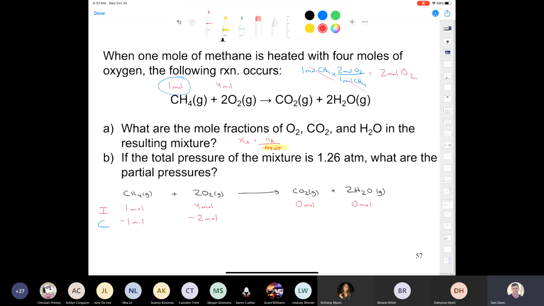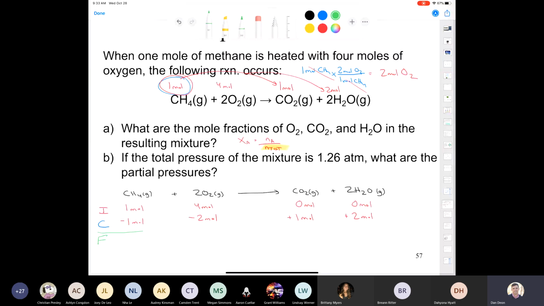Okay, great. Now, if we consume 1 mole of methane, that means we're going to form 1 mole of CO2, and we're going to form 2 moles of water, right? Again, that comes from our balanced equation. So we have our initial, we have our change, and final. What do I end up with in the end?